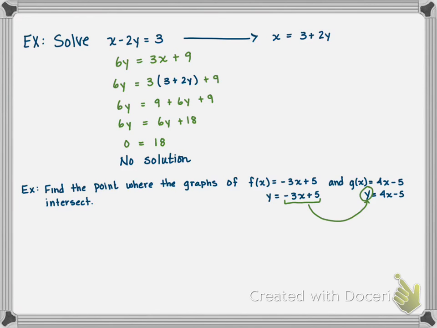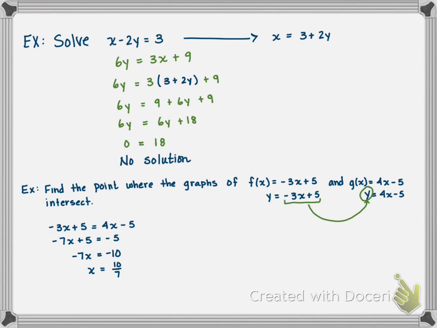So we say the output of f of x, which is negative 3x plus 5, has to be equal to the output of g of x, which is 4x minus 5. So we're just setting the two functions equal to one another. These ones actually end up being a little simpler because you don't have to solve for one of the variables, since they're both already solved for y because they're in function notation. So then we'll subtract 4x, and subtract 5 from both sides. And then divide both sides by negative 7.